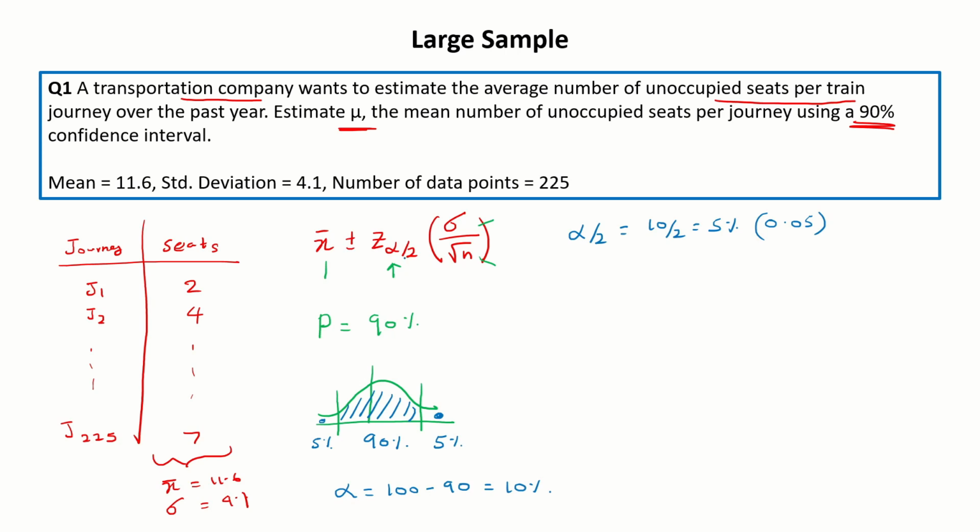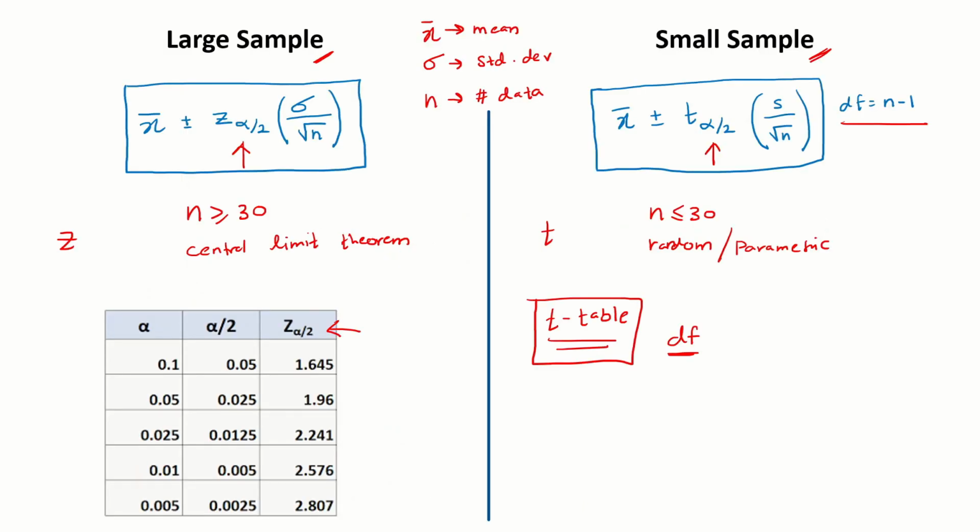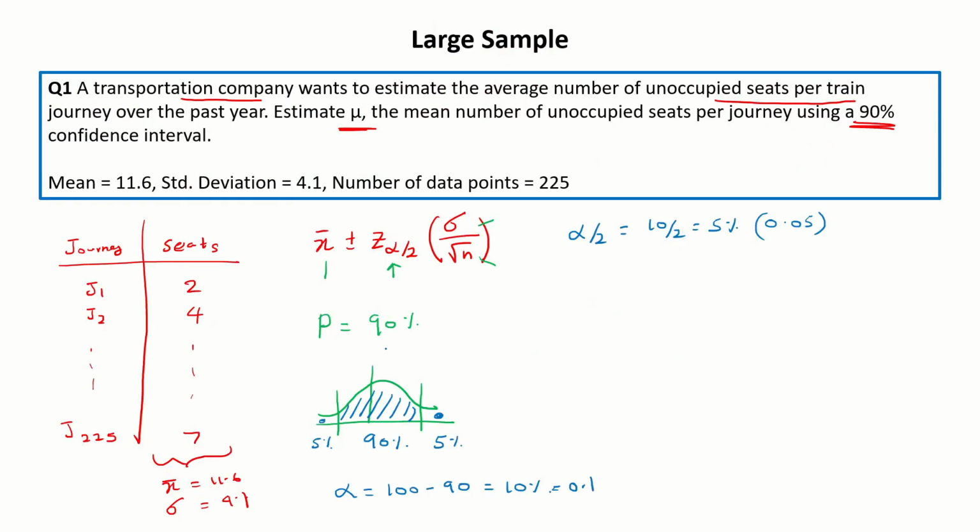So we want z alpha over 2, which is z 0.05, or z alpha, which is 0.1. And what you can do is go to the table for the z statistic and pull that value up. So if you go back to the previous slide, the z value for an alpha over 2 of 0.05, given an alpha of 0.1, is 1.645. So this is the z statistic that we are interested in. So let's go back to this equation.